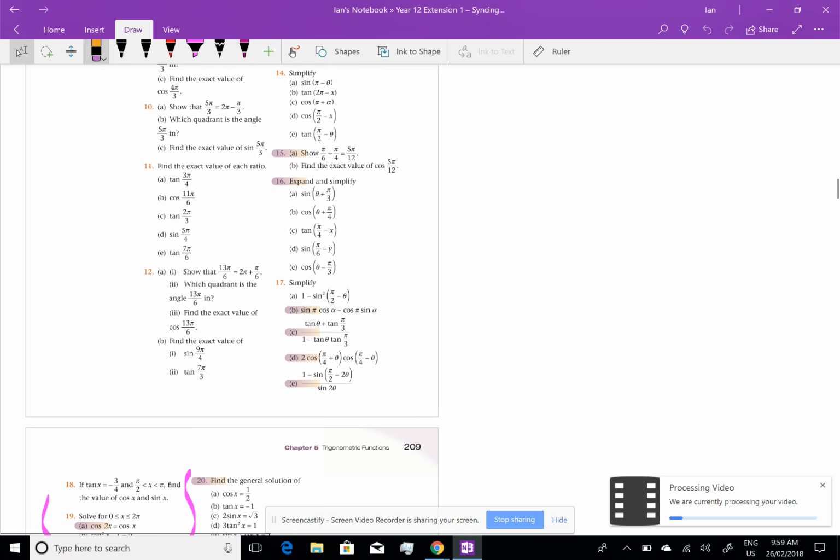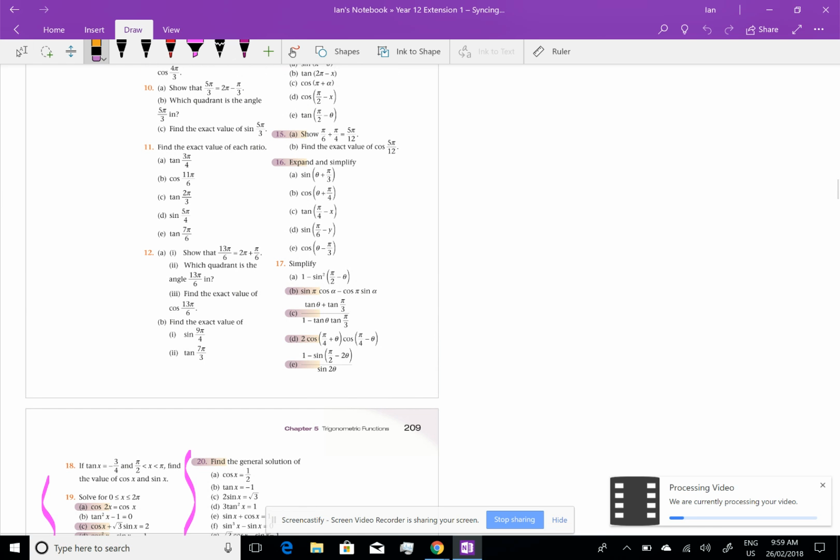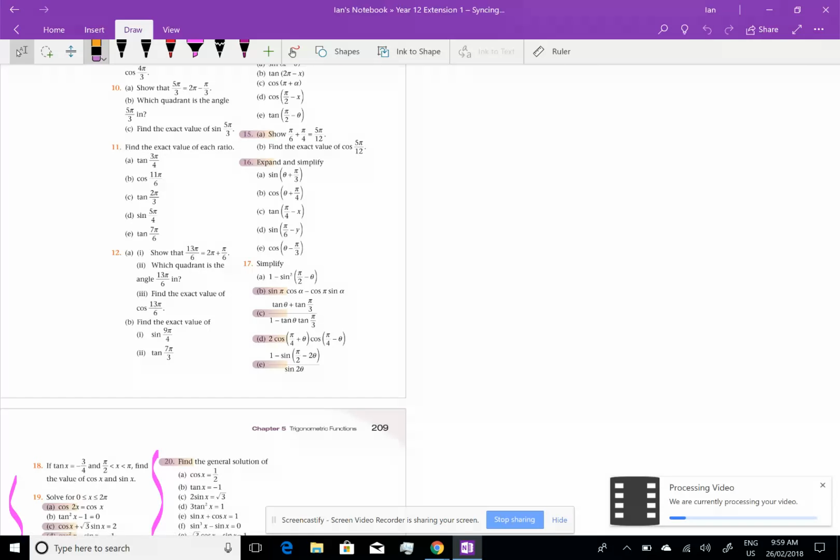Righto, Year 12, let's have a look at question 19C. Now, I did do this in class, and I'm going to do it both ways with the t formula and using the r sine theta. So 19C is cos x plus root 3 sine x equals 2.